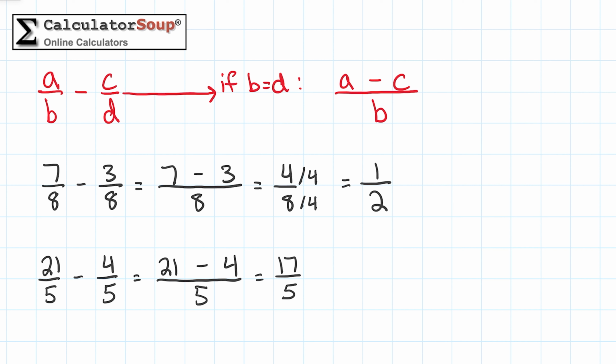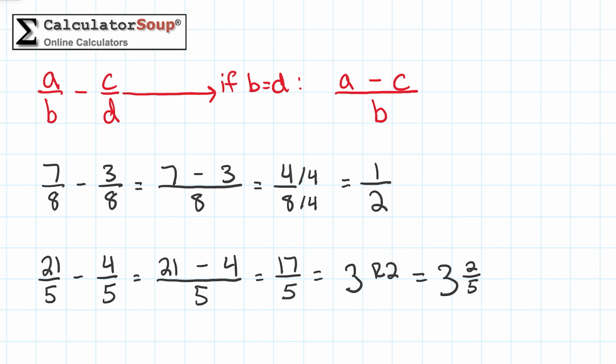This fraction can be changed to a mixed number by dividing the numerator by the denominator using long division with remainders. 17 divided by 5 is 3 remainder 2. So 3 is the new whole number result, and 2 goes over the common denominator 5 to get our final answer of 3 2/5.